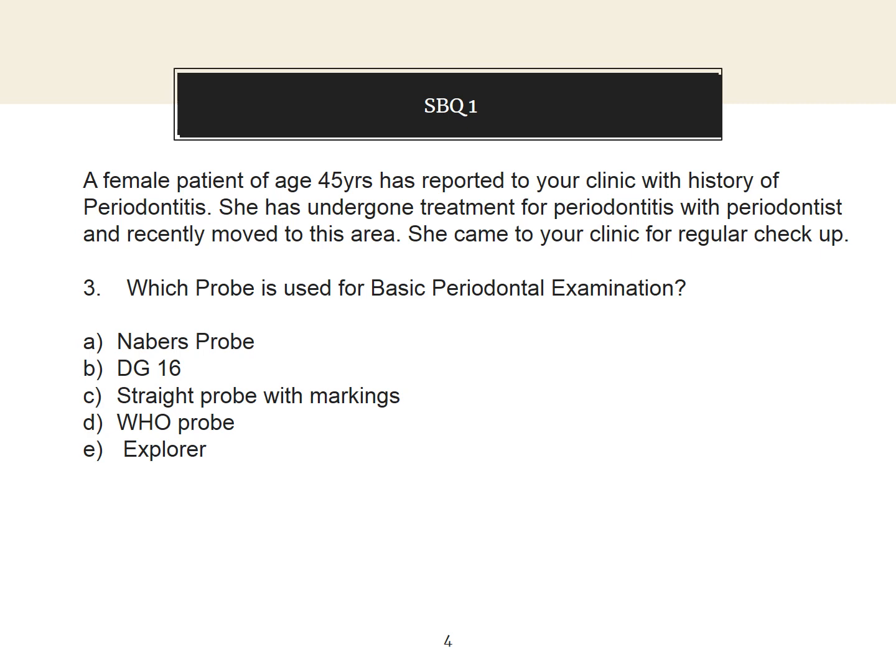In the basic periodontal examination, they clearly mention what probe is used for the examination and how you use the probe for the examination.